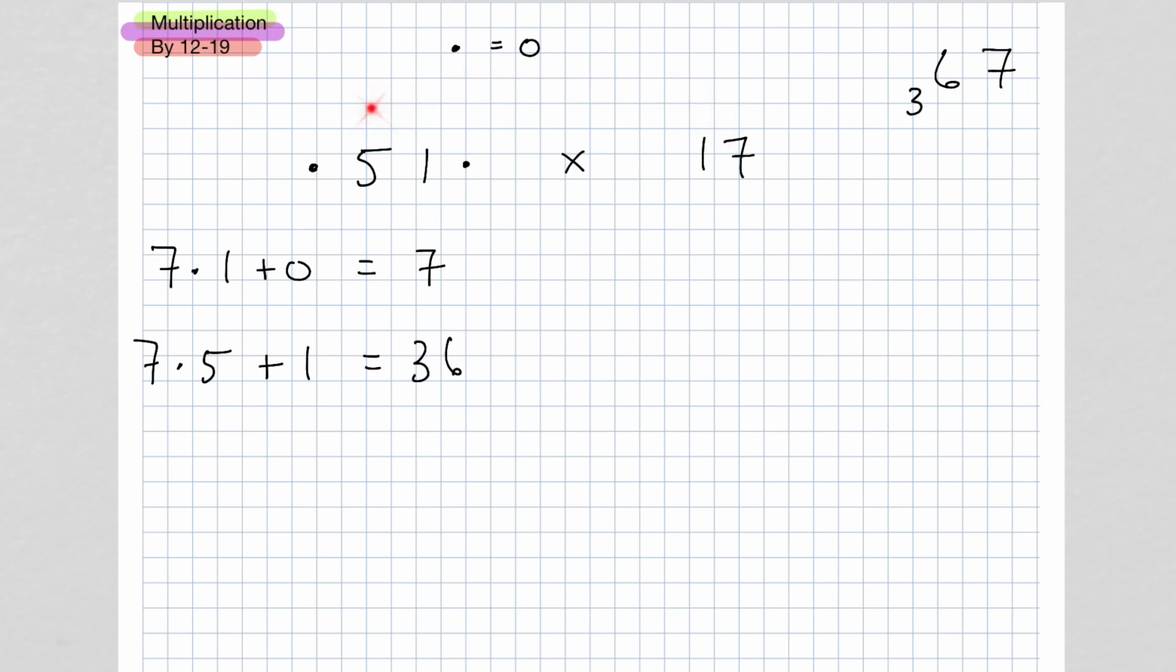Next step, we're going to say 7 times 0 plus 5. So 7 times 0, and then add the previous number. Okay, that gives us 7 times 0 is 0. 0 plus 5 equals 5. Bringing our answer up here. And then, of course, we're going to carry over that 3, so we get 867.